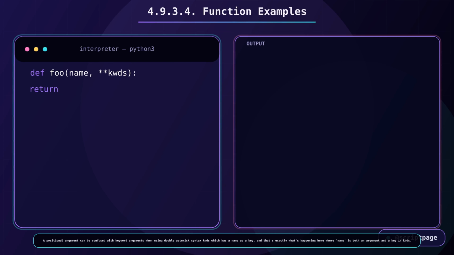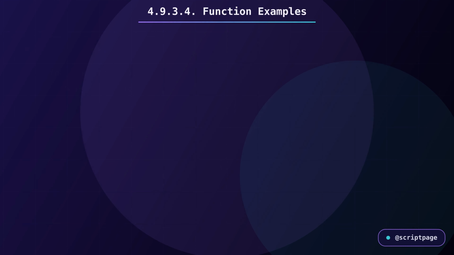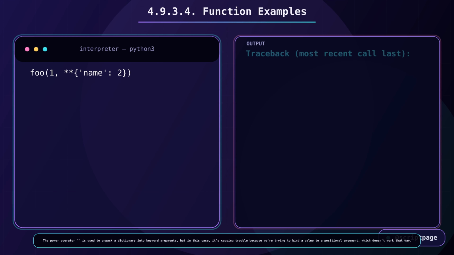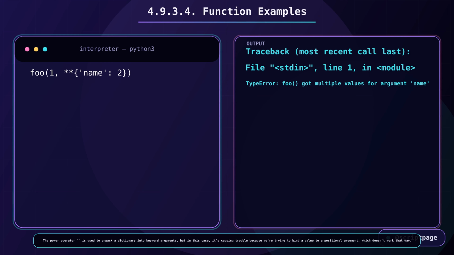A positional argument can be confused with keyword arguments when using double asterisk syntax, **kwds, which has a name as a key, and that's exactly what's happening here where name is both an argument and a key in kwds. The double asterisk is used to unpack a dictionary into keyword arguments, but in this case, it's causing trouble because we're trying to bind a value to a positional argument, which doesn't work that way.